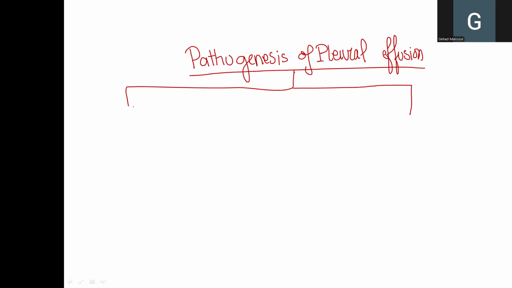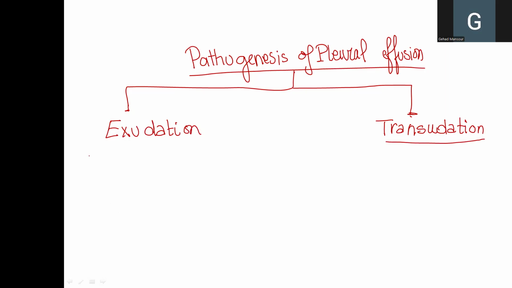inside the pleural cavity. And we have two mechanisms of accumulation of pleural effusion inside the pleural cavity. We have the mechanism of exudation and the mechanism of transudation. We explained the mechanism of exudation in class, and I will be repeating it, but transudation needs more extensive explanation.